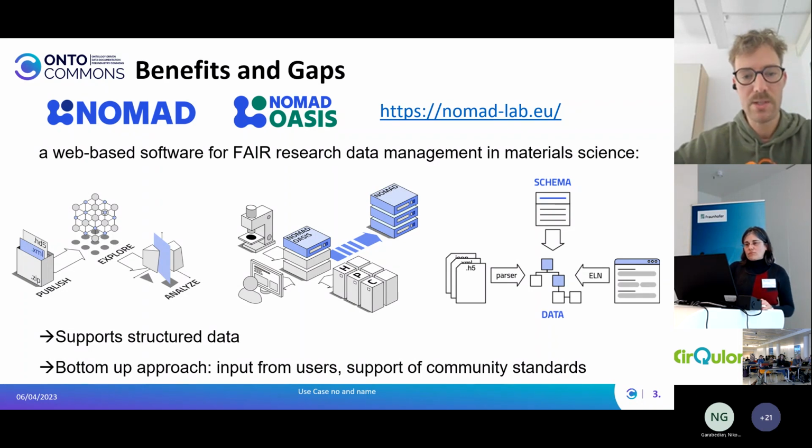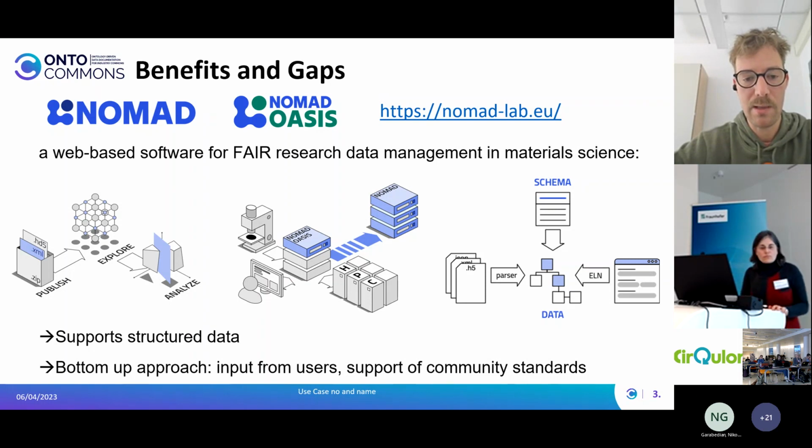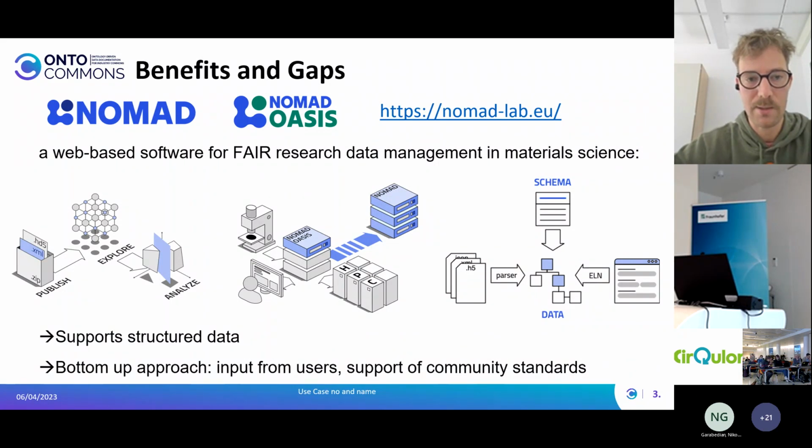And the key point of the whole NOMAD software is that it supports structured data. So this works by a schema file. So you define your data, you write the incoming data in a schema file. And by this, and with parsers and ELN functionalities, you get structured data, which is then potentially FAIR. And so in principle, we strongly follow a bottom-up approach. That means we really develop our tools to the needs of the users. So we go to the users, we directly talk to them and make solutions for them. And this is why we also highly support community standards, which is of key importance also for FAIR data and sharing the data so that other people can understand.